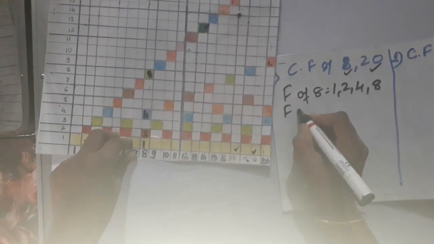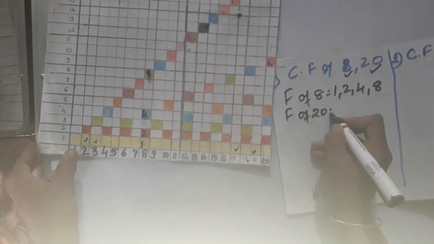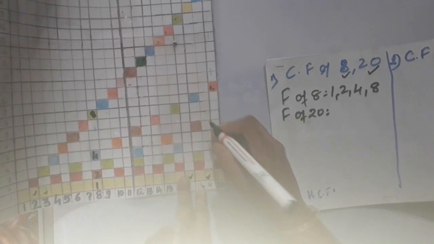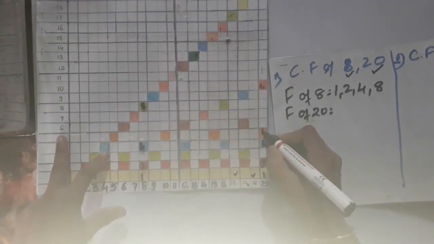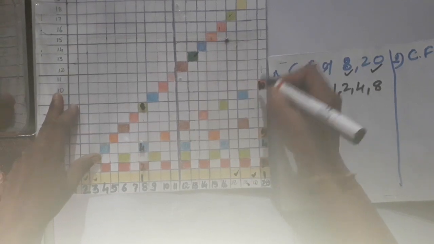Now I will find out the factors of 20. So for 20, which are the factors? 1, 2, 4, 5, 10 and 20. I need to write here 1, 2, 4, 5, 10 and 20. Now you have to observe which are the common factors of 8 and 20.